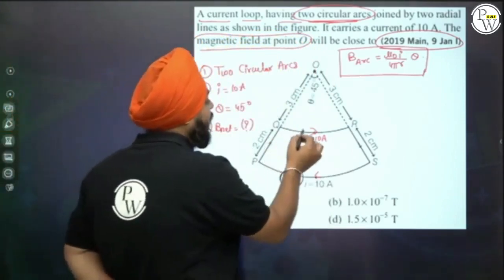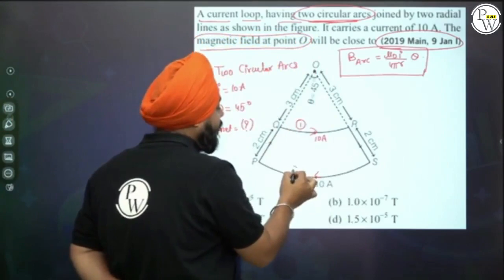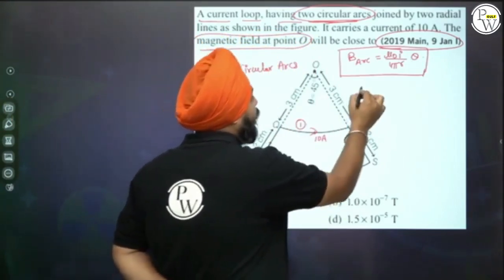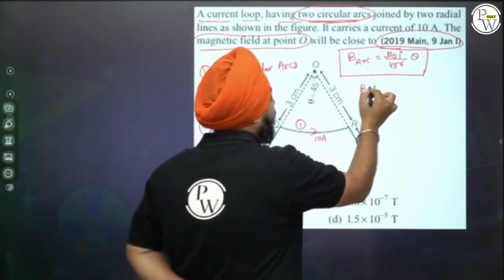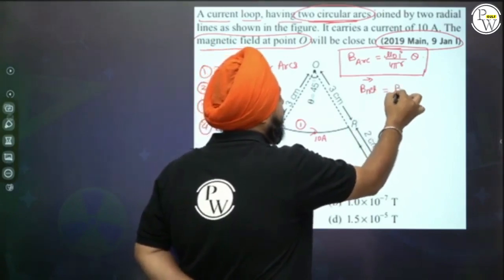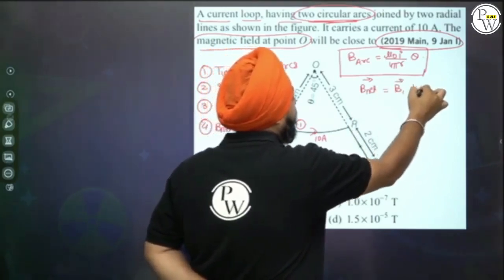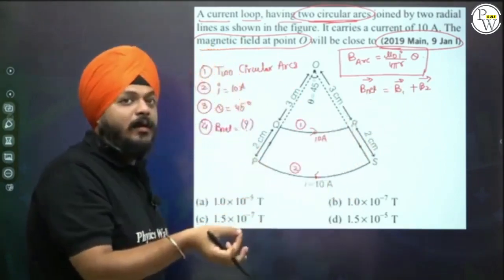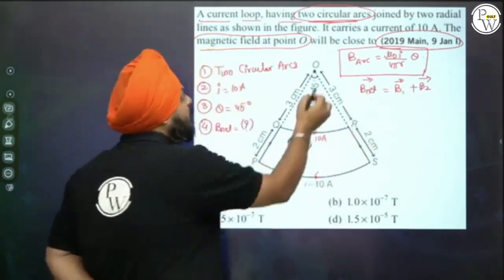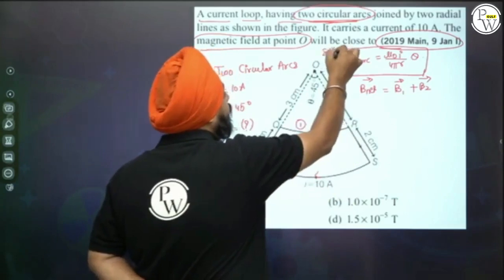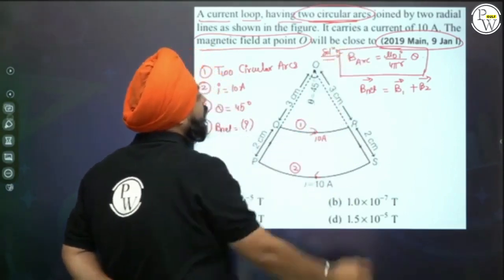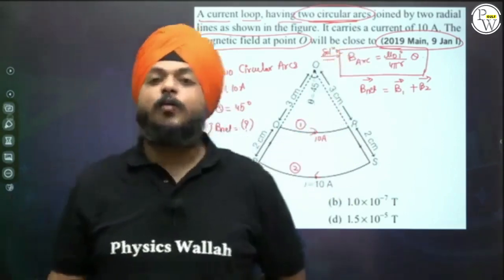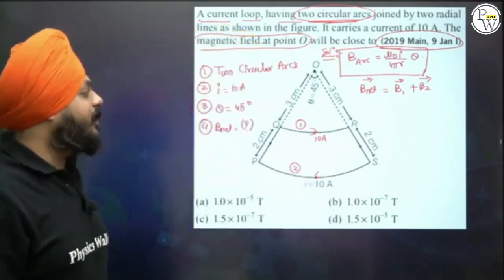Basically here we have two arcs. This is arc number 1 and this is arc number 2. If you want to calculate the net magnetic field, then we can say it is B1 plus B2. Magnetic field because of arc 1 plus magnetic field because of arc 2. This is the solution.